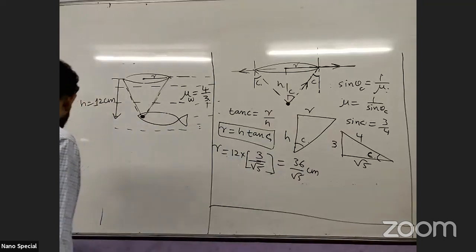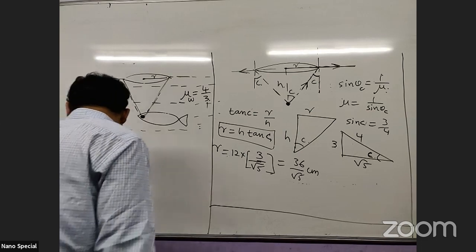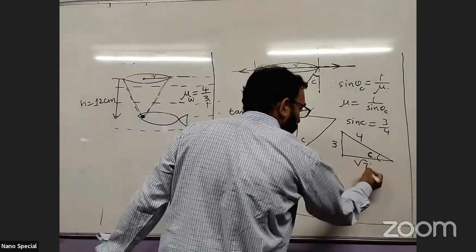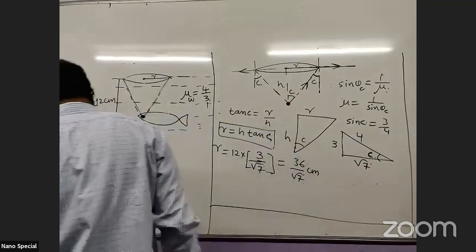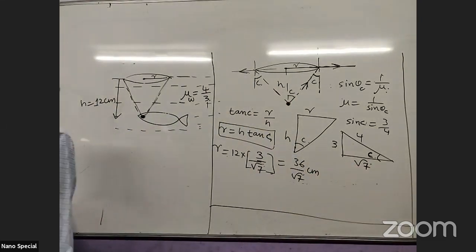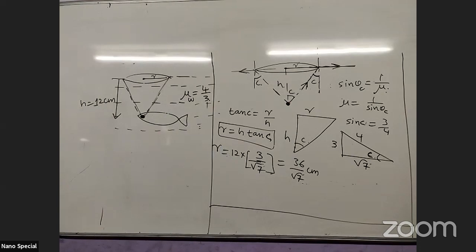So the answer is 36 by root 7 centimeters. The answer is 36 by root 7 centimeters. Next question. Sir, it is not root 5, it is root 7. Yeah, that's correct. I wrote, again, now I wrote root 7. You can see.